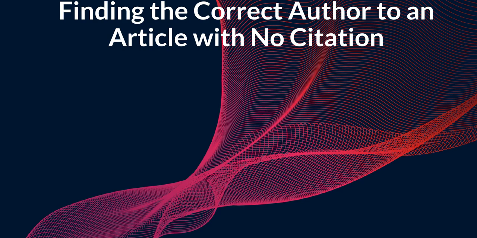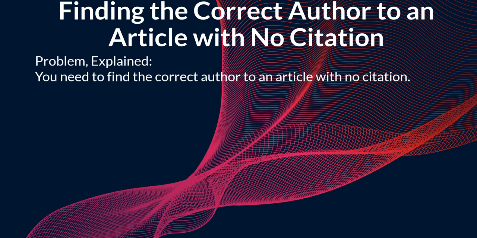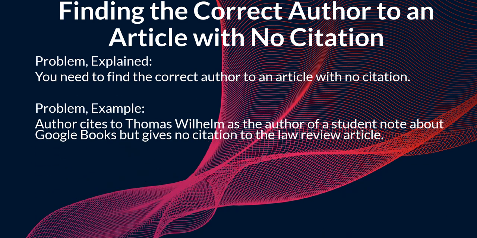As I mentioned, the first problem I want to discuss is finding the correct author to an article with no citation, especially when that author's name is common. So what is the problem I'm talking about here? You need to find the correct author to an article with no citation. The example I'm going to work with is, let's say that your author cites to Thomas Wilhelm as the author of a student note about Google Books, but the author fails to give the citation to that law review article.